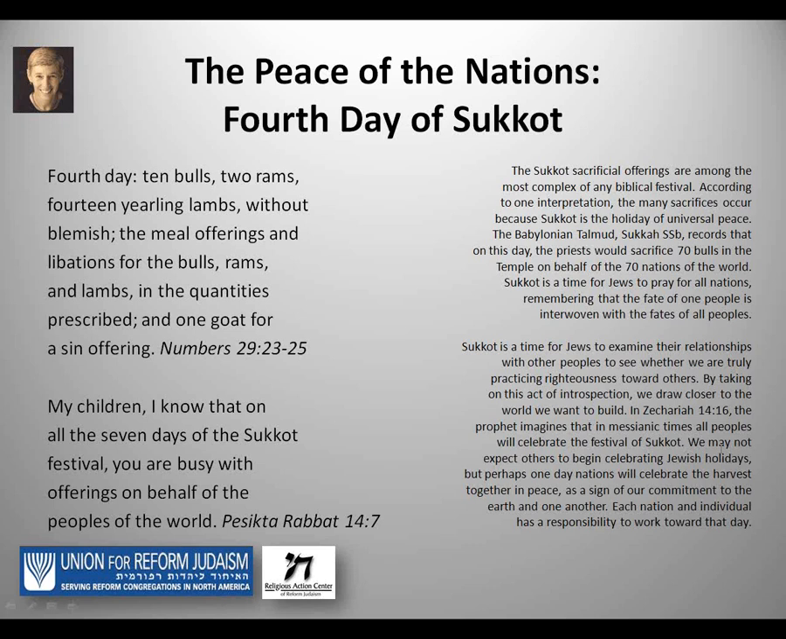And we find that here we have this lovely quote that Rabbi Hammer teaches us, and with this I will end. We may not expect others to begin celebrating Jewish holidays, but perhaps one day nations will celebrate harvest together in peace, a sign of our commitment to the earth and to one another. Each nation and individual has a responsibility to work toward that day.